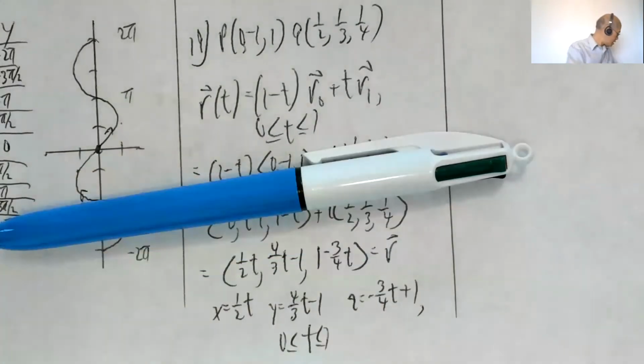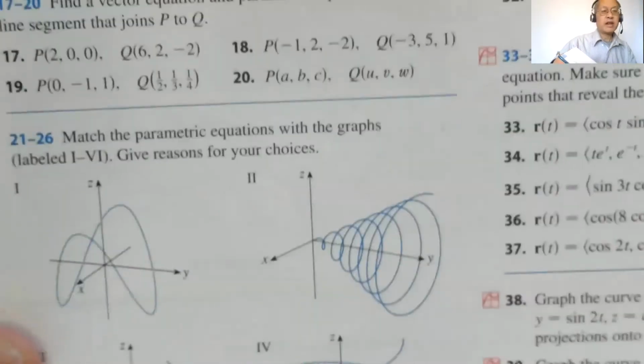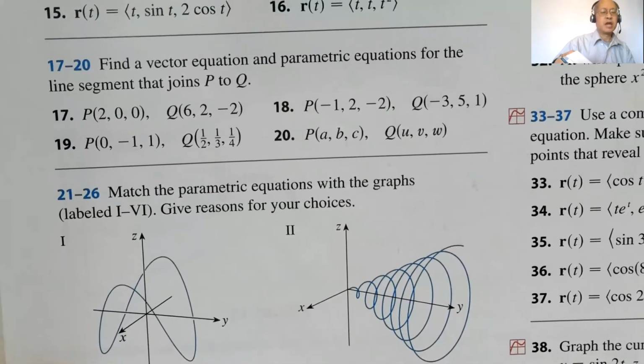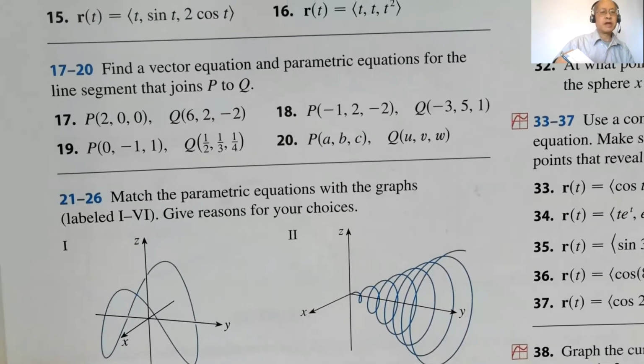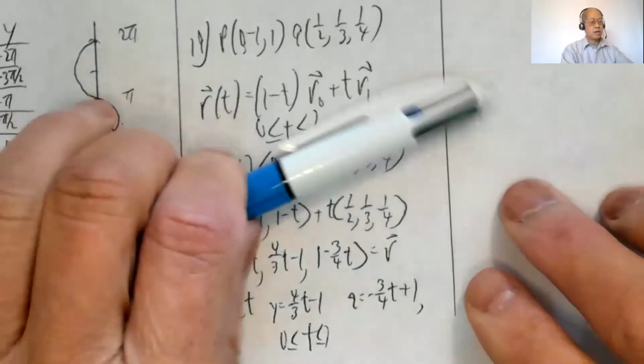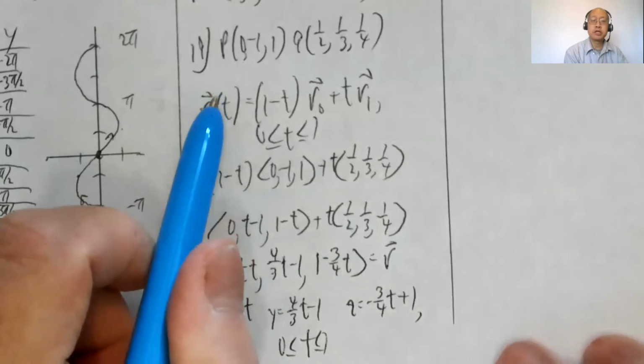Okay, 19. Asks for vector equation and parametric equations for the line segment joining P and Q. So from P, 0, -1, 1 to Q, 1/2, 1/3, 1/4. We have a formula for that. You can write this on your cheat sheet.